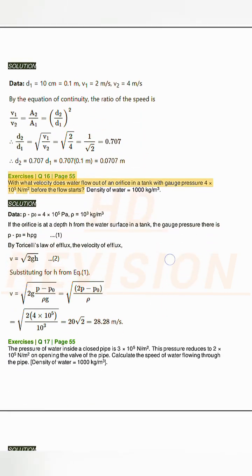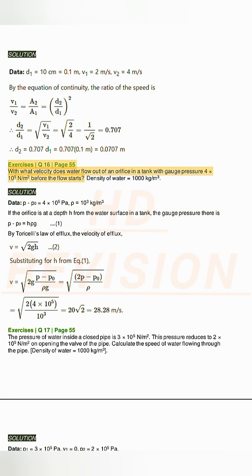With what velocity does water flow out of an orifice in a tank with gauge pressure 4 × 10^5 N per square meter before the flow starts?